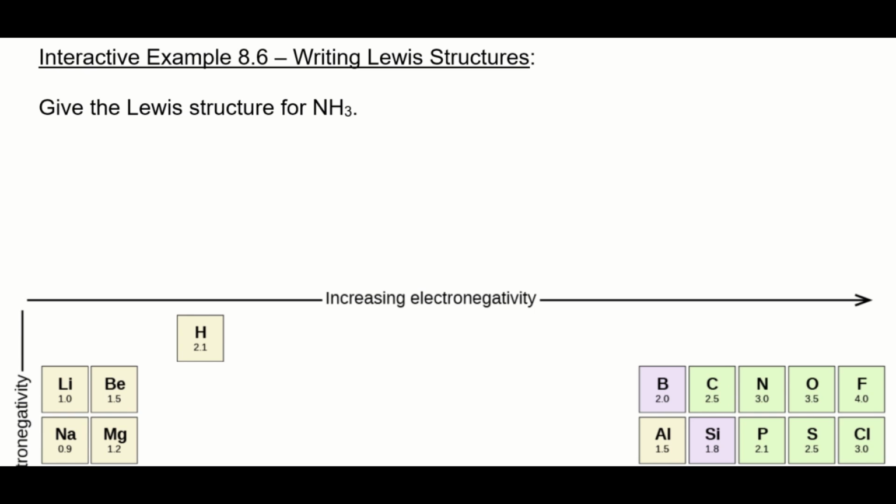Let's draw the Lewis structure for the ammonia molecule, as well as determine its VSEPR geometry, and finally see if it's a polar or nonpolar molecule. Start by counting up the number of valence electrons.